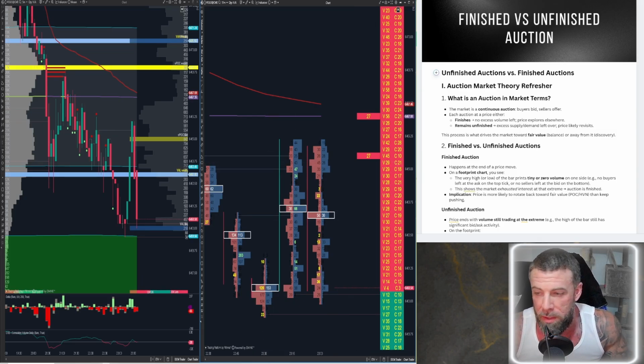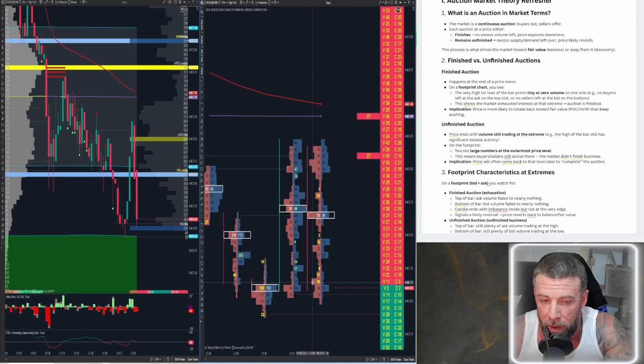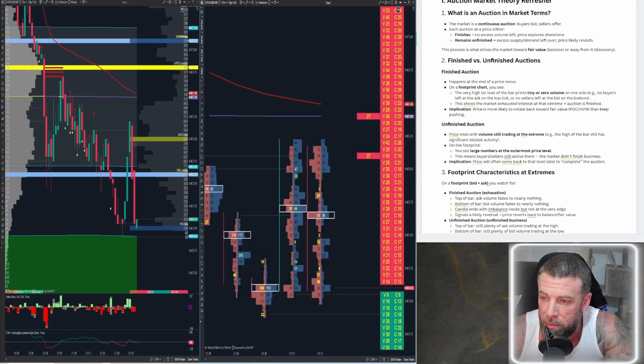There's a few other things that we can use to confirm that as well. So now, an unfinished auction is when price ends with volume still at the extreme. There's plenty of volume being traded, and price moves away.